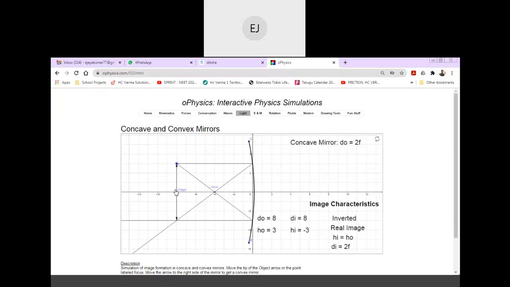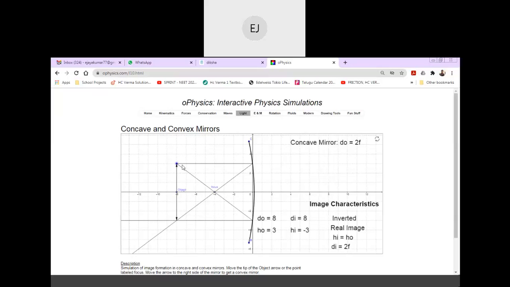Real image, inverted image, forms at the center of curvature only, and the image is the same size as that of the object.